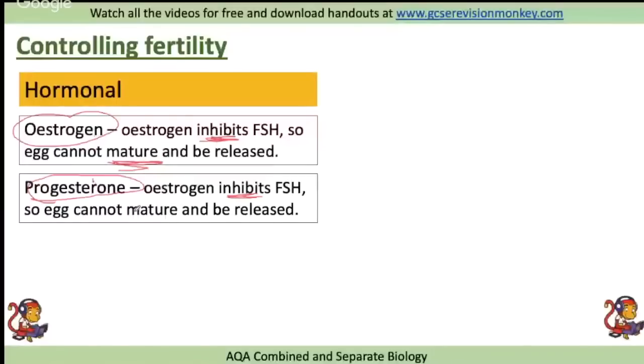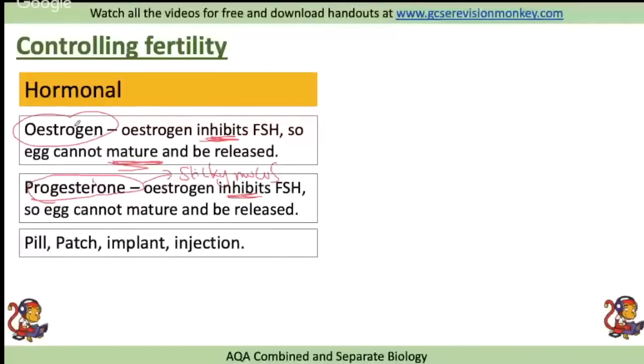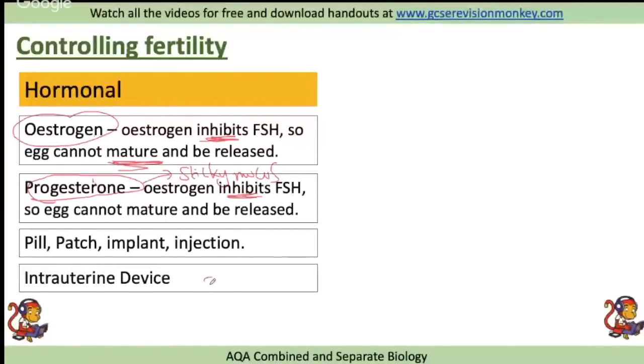Now, the progesterone also causes a sticky mucus just in front of the cervix to prevent any sperm from reaching the egg. So the progesterone does two things. Now, you could put one or the other or both of those hormones into a pill, a patch, an implant, or injection. So these are our hormonal examples of contraception. You could use an intrauterine device, which is otherwise known as a coil as well. This one is inserted into the woman's uterus and it will release hormones.